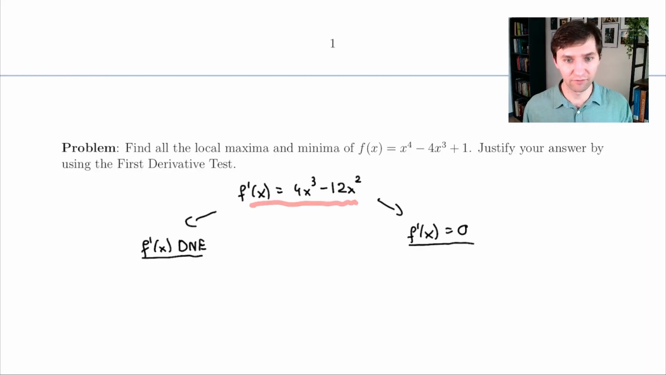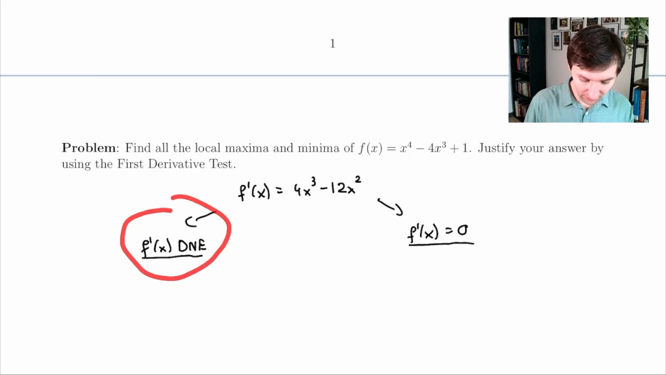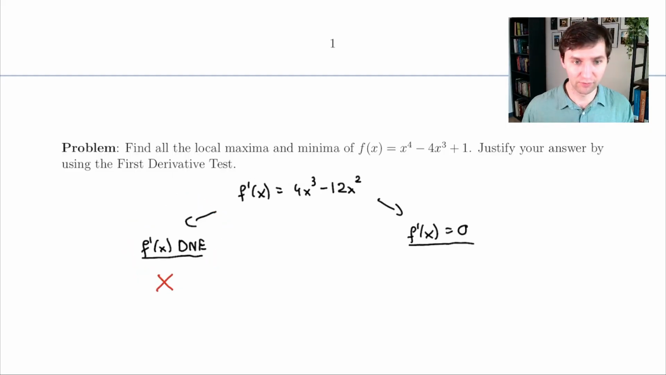Because this derivative is a polynomial, it exists everywhere. You can plug in any x, meaning the first condition gives us no critical numbers. There are no x's that make this derivative undefined.